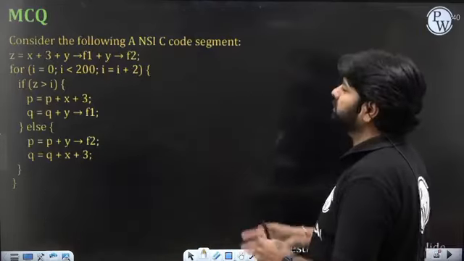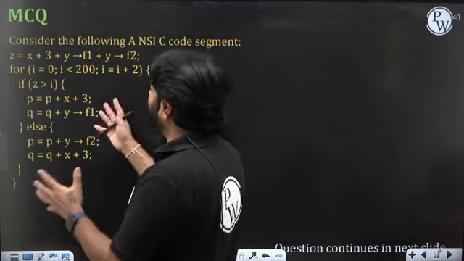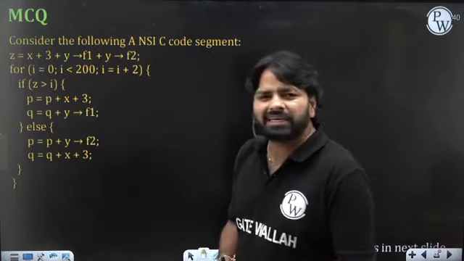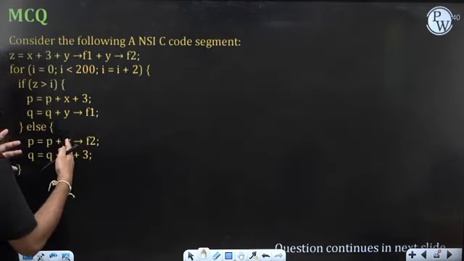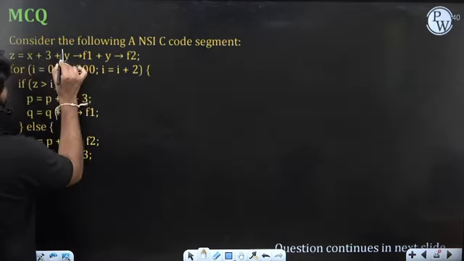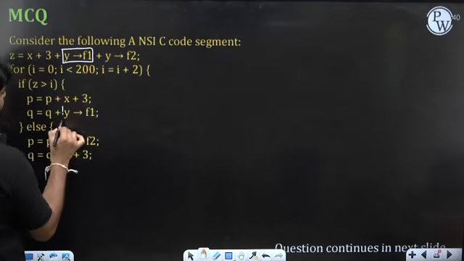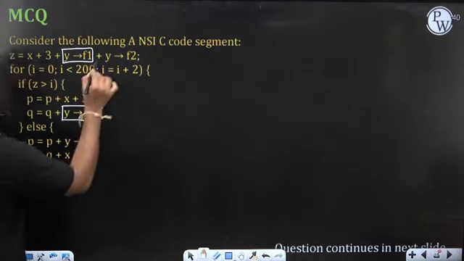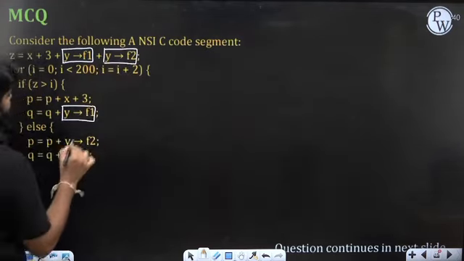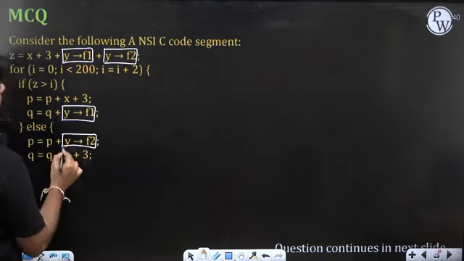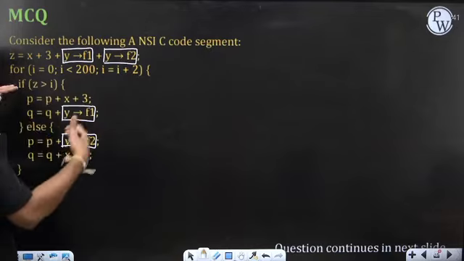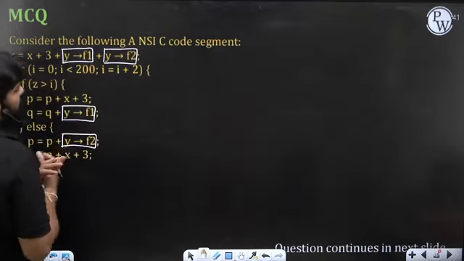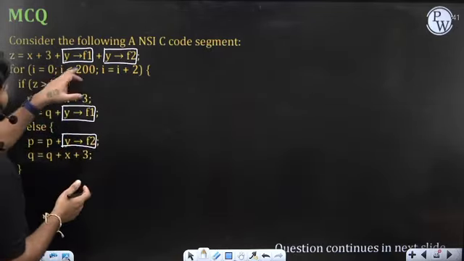Let me come to this code. There are so many additions and dereferences, but if anything looks the same, you don't need to compute it again. See, y arrow f1 is computed twice, you can compute it once. Y arrow f2 is also computed twice. You can compute it outside and reuse it, because the loop needs to compute it multiple times, which gives more operations. We need to optimize it. So these things you can compute outside.